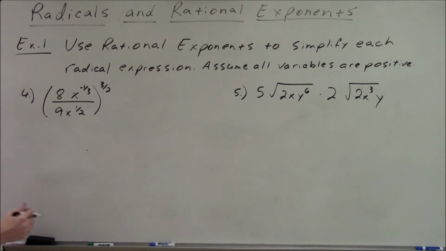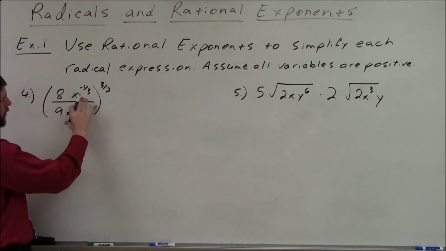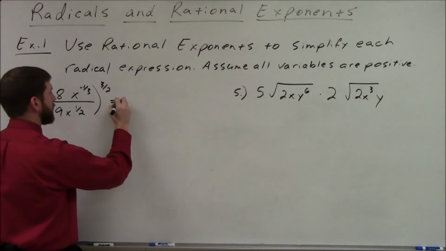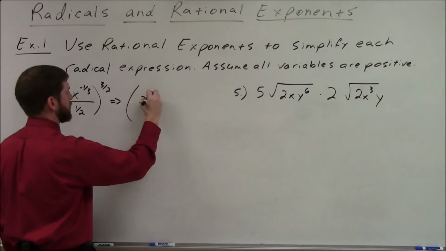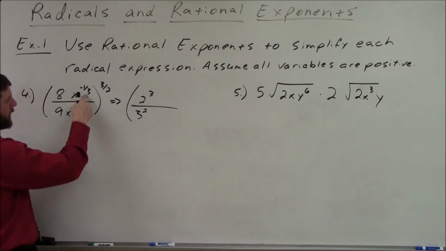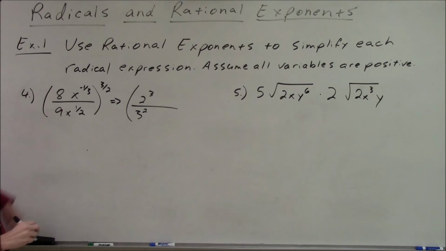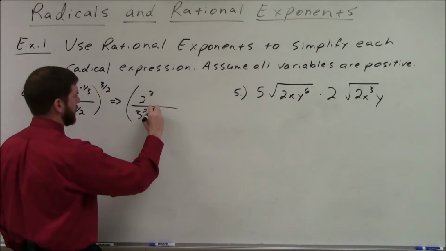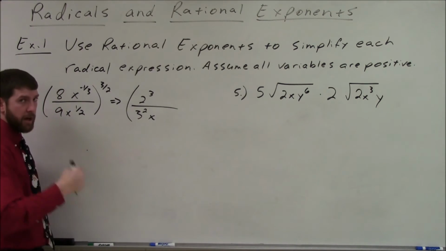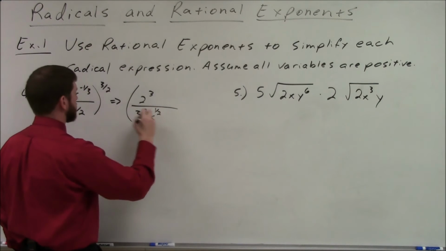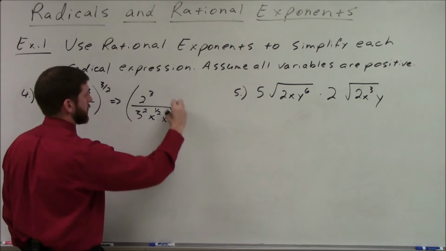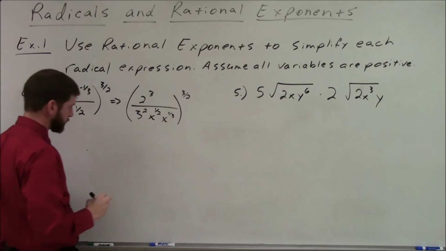So we're just going to use our exponent rules. Before I distribute that exponent, I want to try to factor down what's inside. So 8 I know is 2 cubed. 9 I know is 3 squared. I have two x's right here. Well, one of them has a negative exponent, so let's clean that up by flipping it to the denominator. Remember, negative exponents imply reciprocal. So x to the negative 1/3 in the numerator becomes x to the positive 1/3 in the denominator.